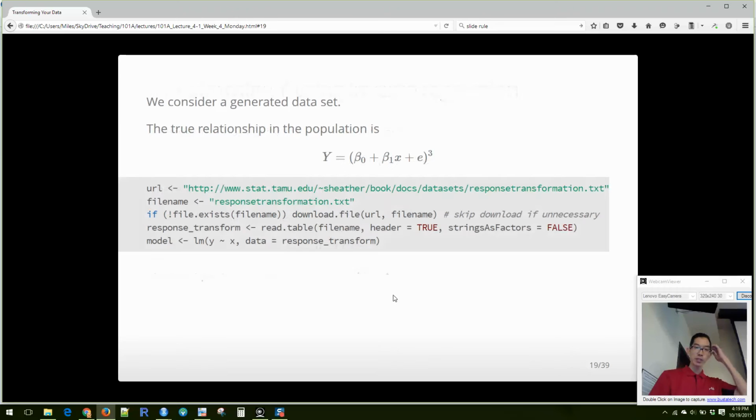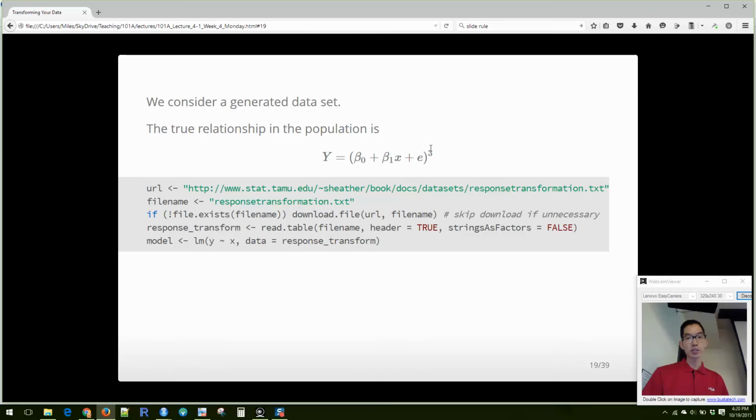And so for this, we're just going to demonstrate how this works, and we're going to say the true relationship in the population is that y is related to x, and we're cubing this thing, okay?